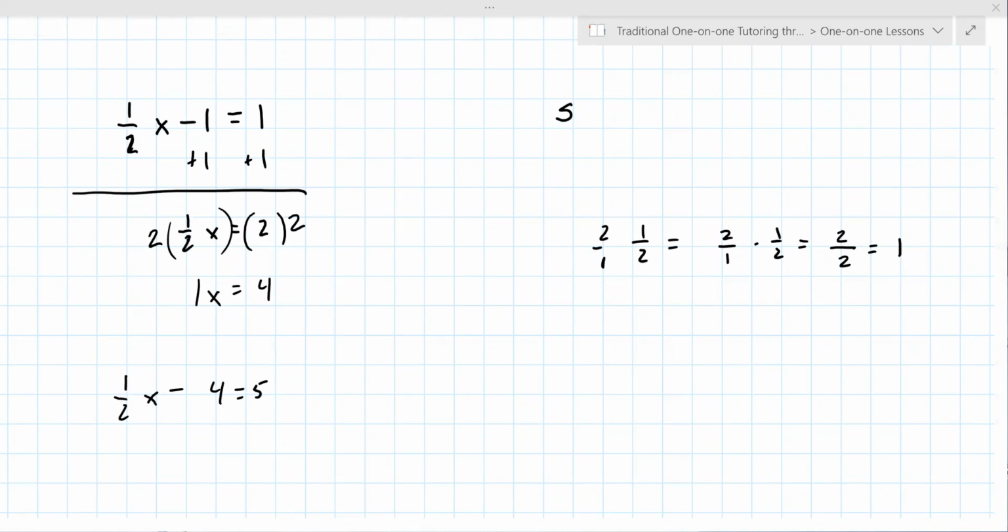All right, give this a try on your own here, please, and see if you can figure this out. Okay. One half x minus 4. Okay. So you do the 1/2 first.